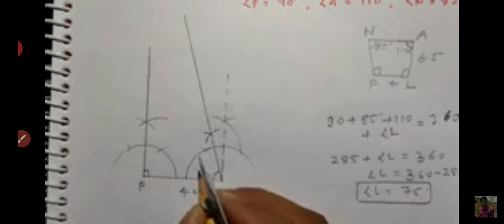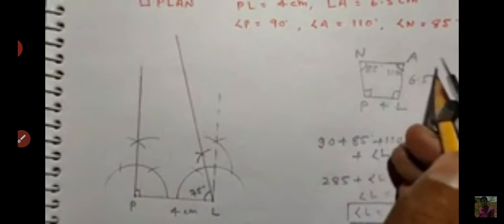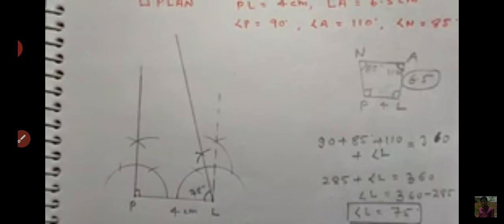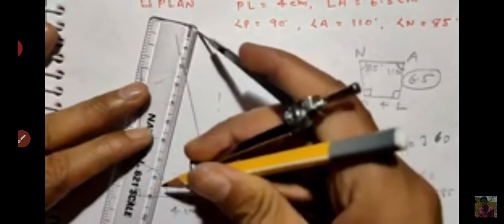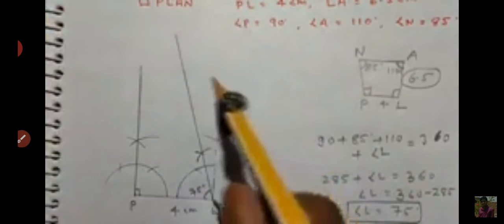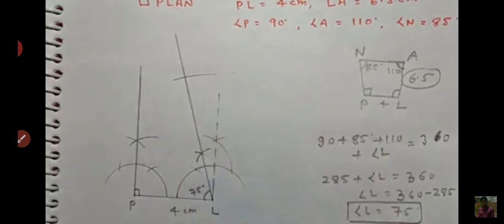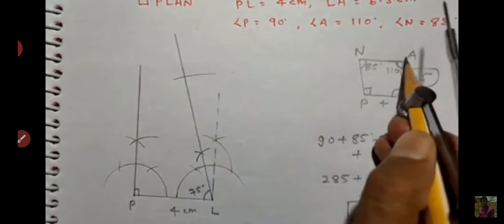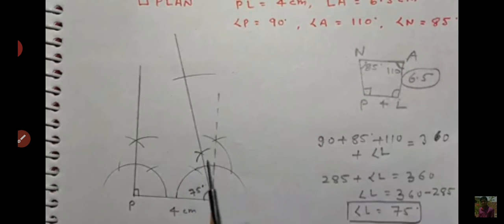Okay, now it is given LA is 6.5 centimeter. Now taking L as a center and a radius of 6.5 centimeter, draw an arc on this 75-degree line. So it is your point A. This is your point A.